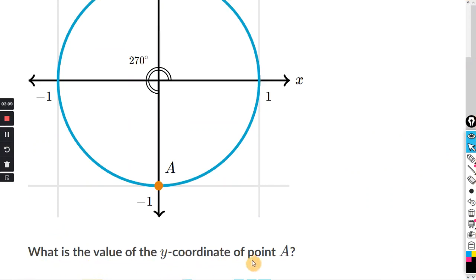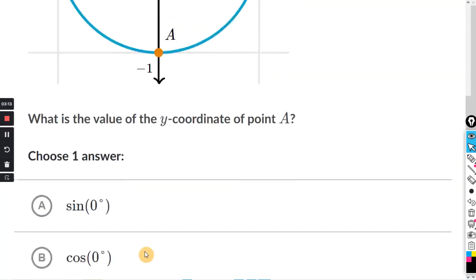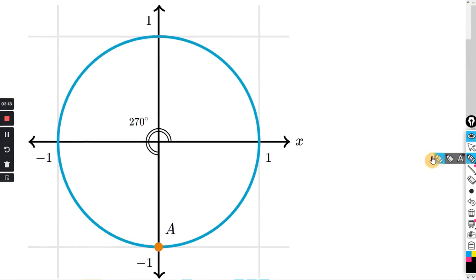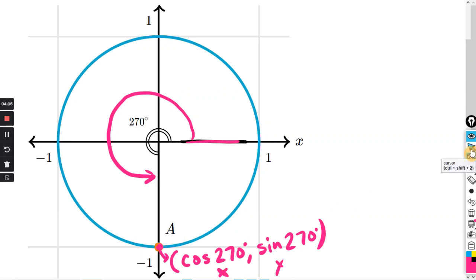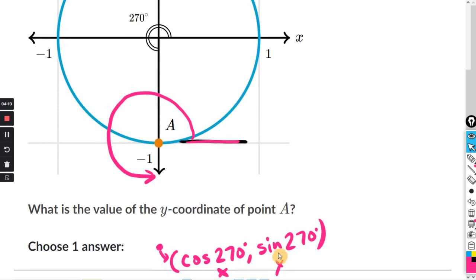They're asking, what is the value of the y-coordinate of point A? Choose one answer. So let's look at point A right here. The angle to get to point A, measured from the positive x-axis going counterclockwise around this way, is 270 degrees. The coordinates of point A: remember the cosine is the x, so that's cosine of 270 for the x-coordinate, and the sine of 270 for the y-coordinate. They're asking for the y-coordinate, so that's just going to be the sine of 270.